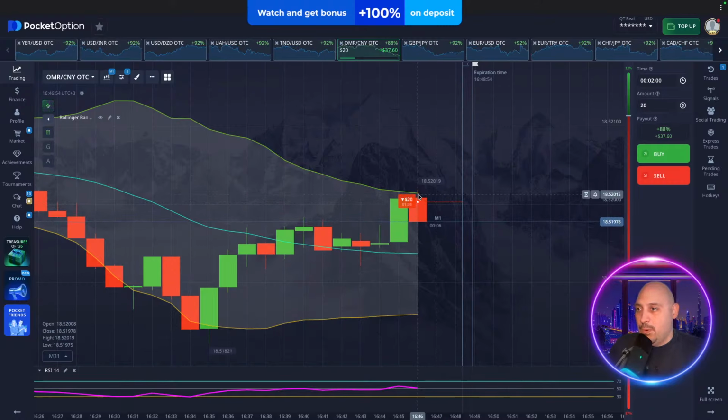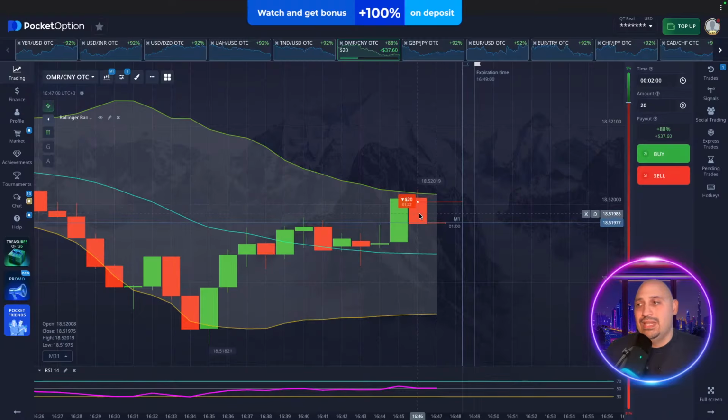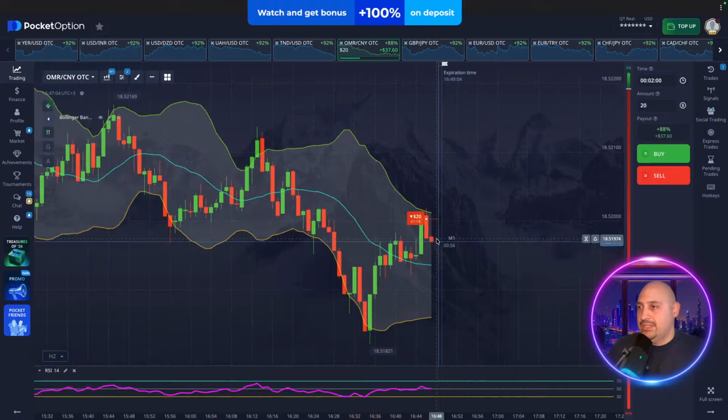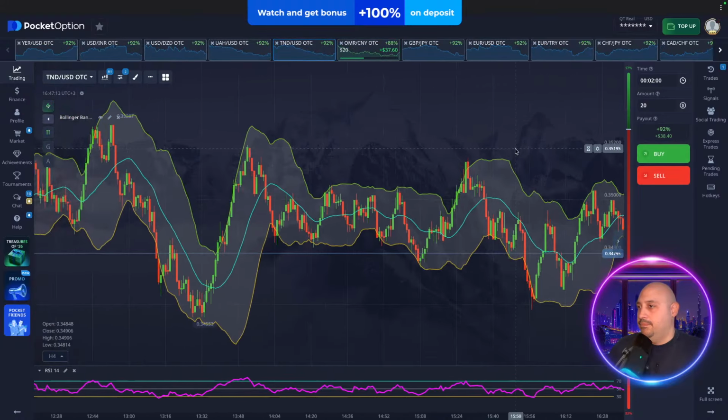It did pierce the upper band. In 5 seconds, this is going to close as red, which is another perfect confirmation. I still think that this is a good opening trade. Let's see. 88%. All right. I'll take it. I'll take it.